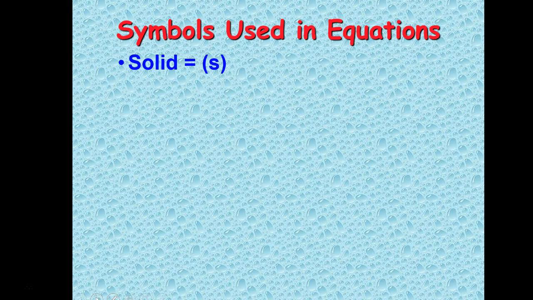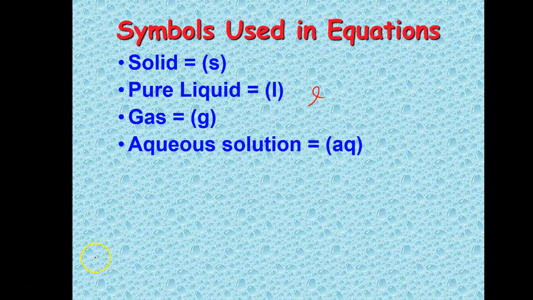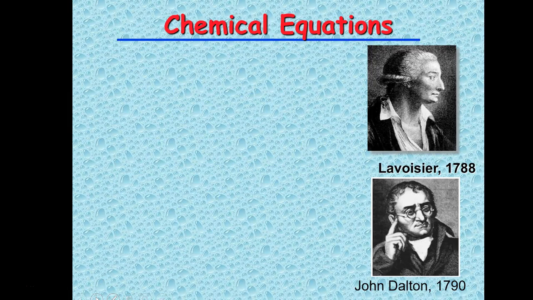Okay, some of the symbols you might see. S is written in parentheses for a solid. If it's a liquid, it's written with an L. Then there's gas. Then there's this thing called aqueous. That means it's dissolved in water. A catalyst is sometimes written over top of the arrow. You probably won't see that very often. And if it's heated, they will sometimes put a little triangle over the arrow. Again, you probably won't see those very often.